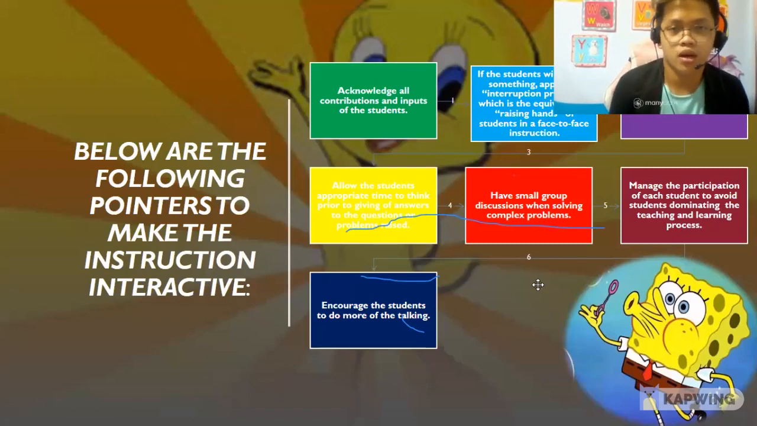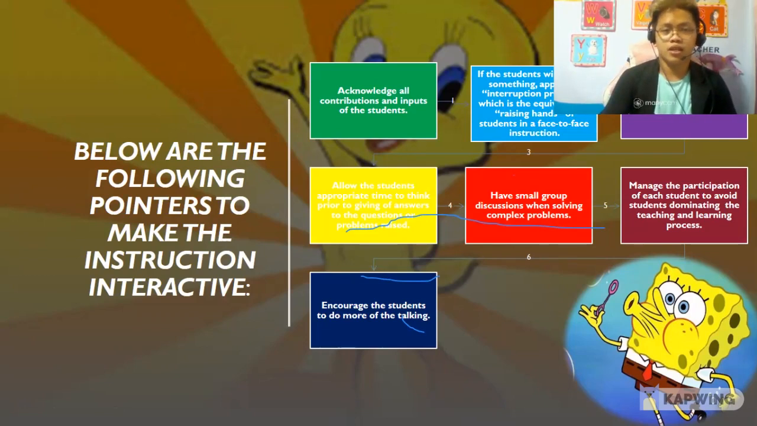So first, acknowledge all contributions and inputs of the students. The second one is, if the students wish to say something, apply the interruption protocol, which is the equivalent of raising hands of students in face-to-face instruction. And the third one, respond to answers positively. And the fourth one, allow the students appropriate time to think prior to giving answers to the questions needed.